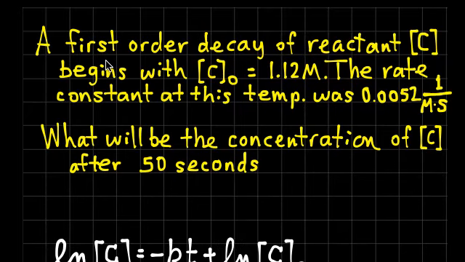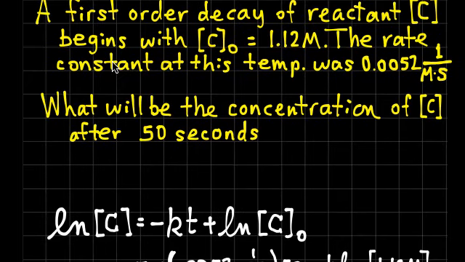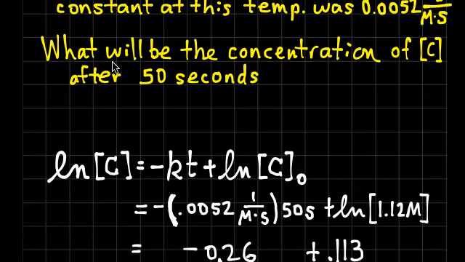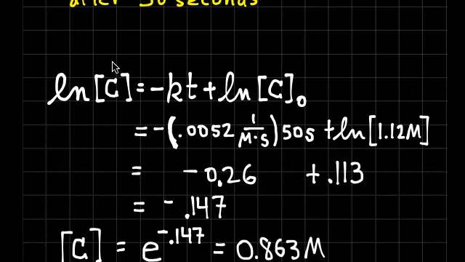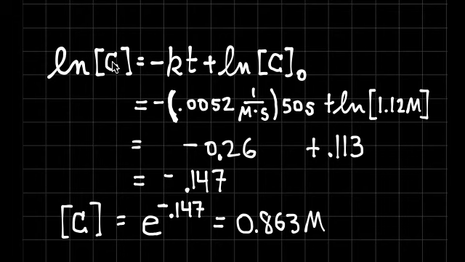So as soon as they say first order, I think to myself, I wonder if I'll need this equation. Sure enough, one good way to do it is to put the constant in for k, put the time in for t, 50 seconds, and the initial concentration of C is 1.12 molar. And do a little bit of algebra. This is the natural log of C equals negative 0.147.